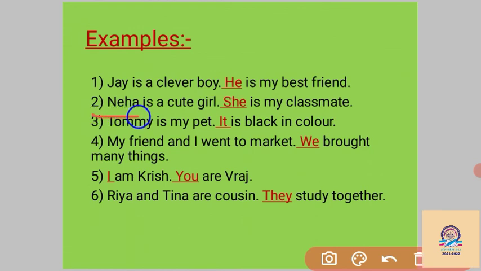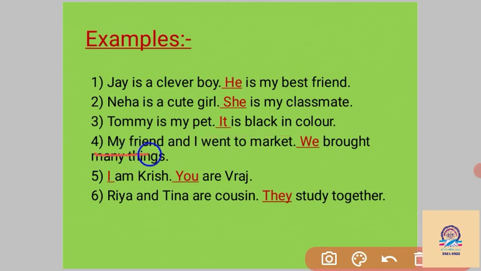Then, Neha is a cute girl. Here Neha is a girl, so for the second time we use she instead of Neha. She is my classmate. Then, Tommy is my pet. For the second time, instead of Tommy, we use it for birds, animals and non-living things. We use the pronoun it instead of birds or animals. It is black in color.